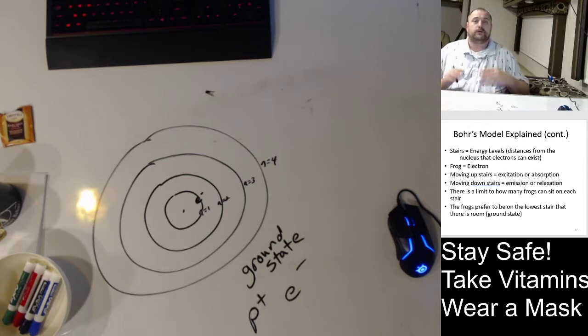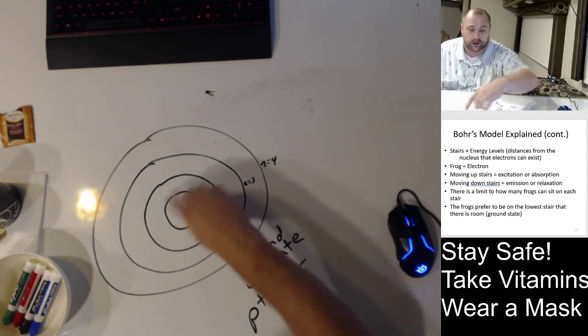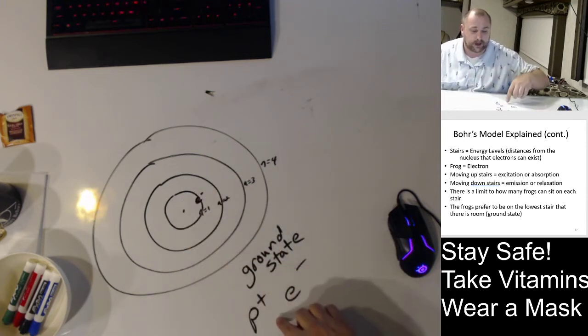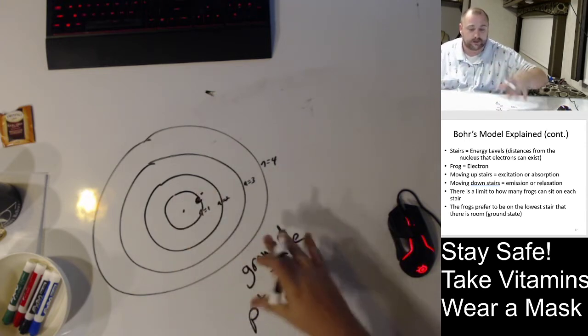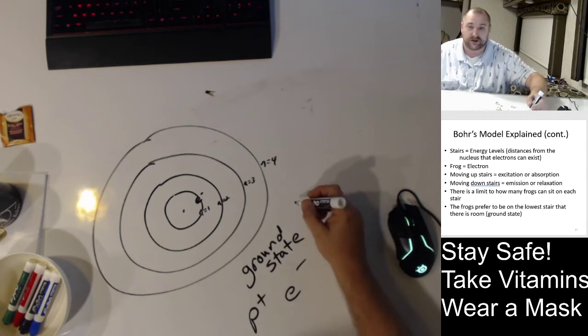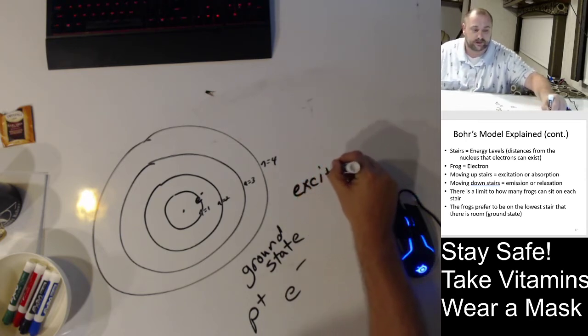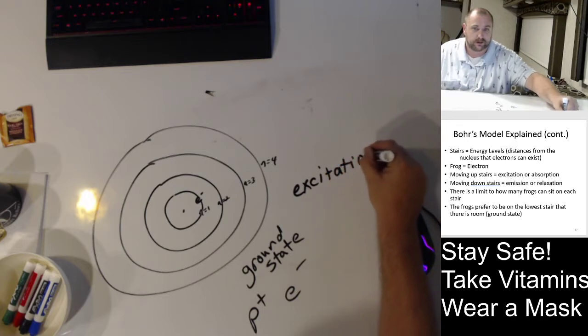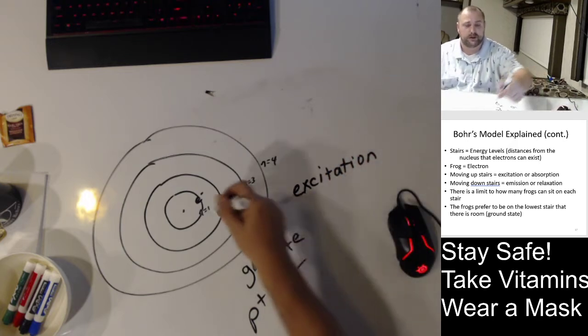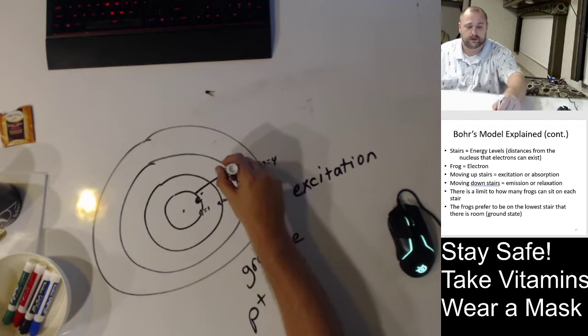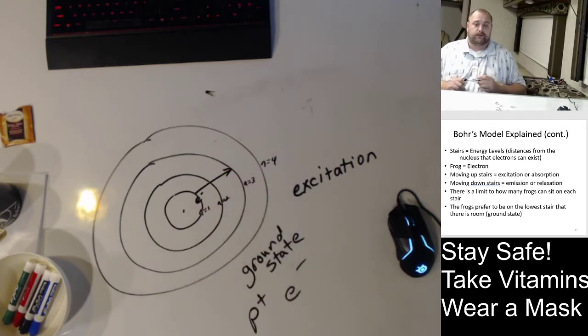Now, Bohr's model, I'll just tell you right now, works great for hydrogen. Did not work for helium. But let's play with his model because we still use a lot of his terms. All right, so the electron spins around and it goes from the ground state. It absorbs energy. It gets excited. So excitation, absorption, and it moves to a higher energy level.